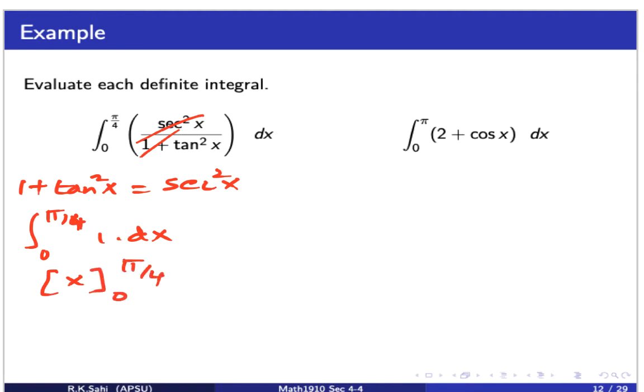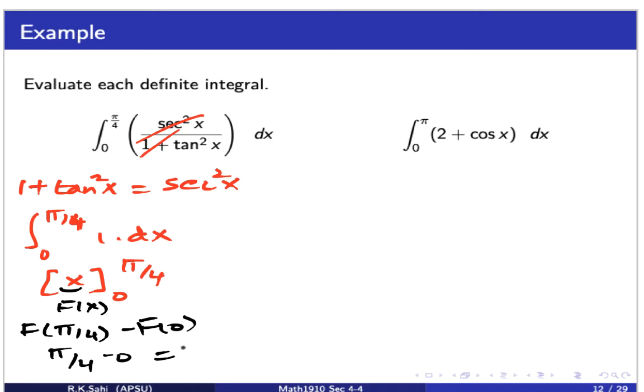Now remember, inside the square brackets, this is your F of x. This is the entire antiderivative. So it is F of pi fourths minus F of 0. Basically, it's pi fourths minus 0. Final answer, pi fourths.